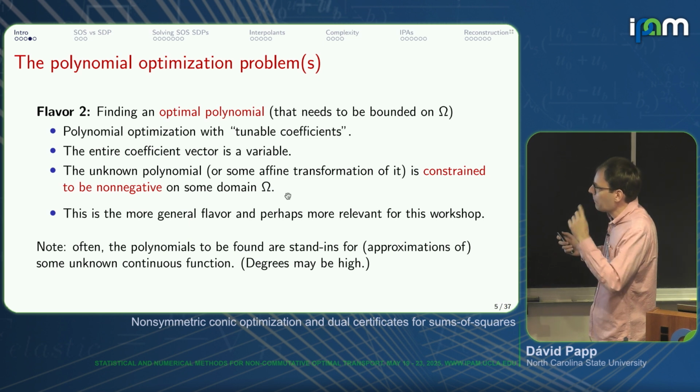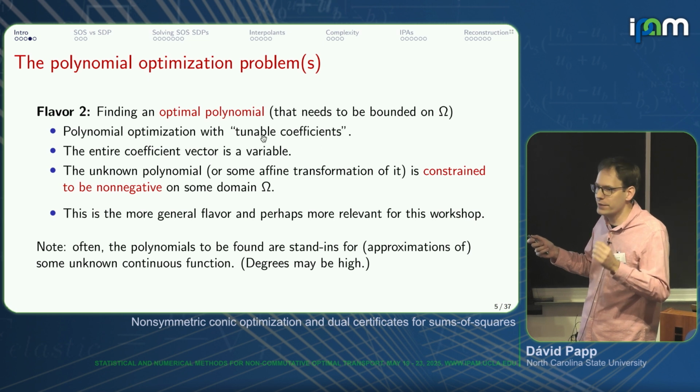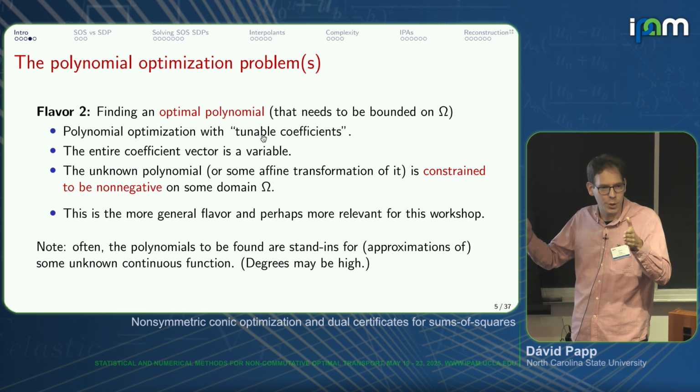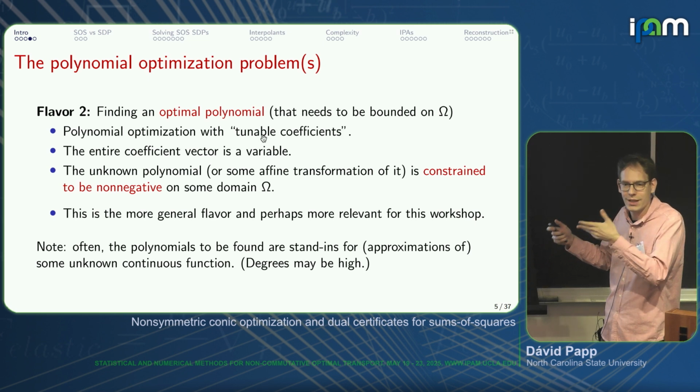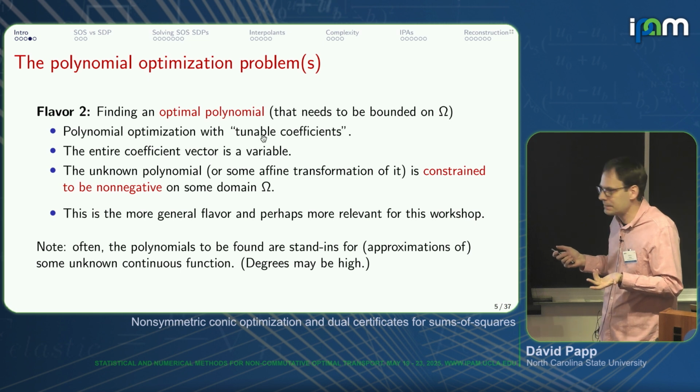Sometimes people call this polynomial optimization with tunable coefficients, right? In the previous flavor, I could only play with the constant coefficient. I was given a polynomial, I can mess with the constant coefficient. How can I make sure it's non-negative? Now I can mess with all the coefficients at the same time.